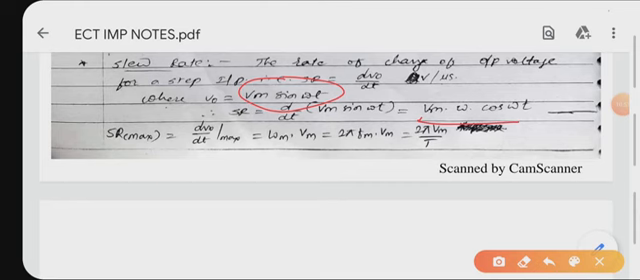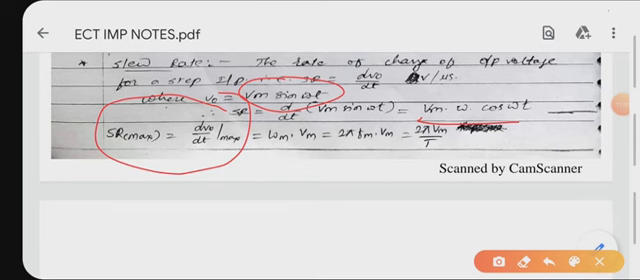So if we calculate the maximum value of slew rate, SR max is equal to dVO by dt max, it will be equal to omega m dot Vm, right? Because the maximum value of cos omega t is 1. So the maximum value of cos omega t is 1. That's why dVO by dt max is equal to omega m into Vm, where Vm is the maximum value of voltage. And we know that omega m is nothing but equal to 2 pi Fm. Fm is the frequency.